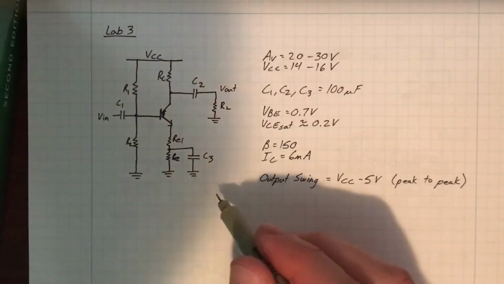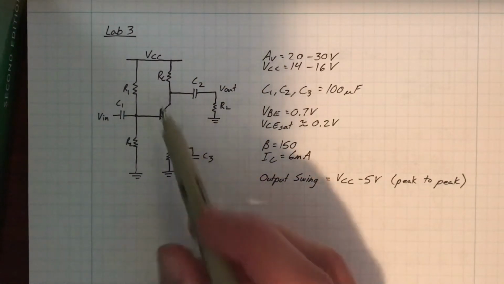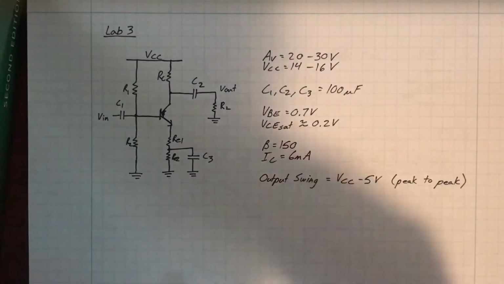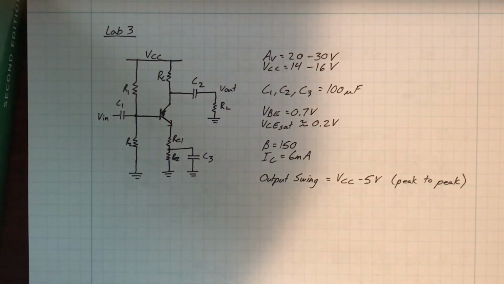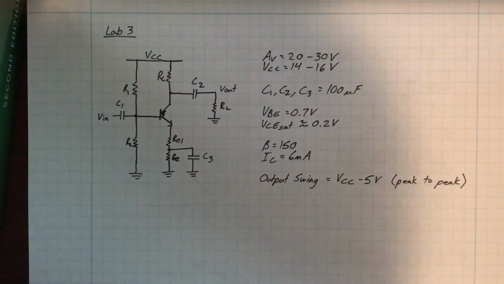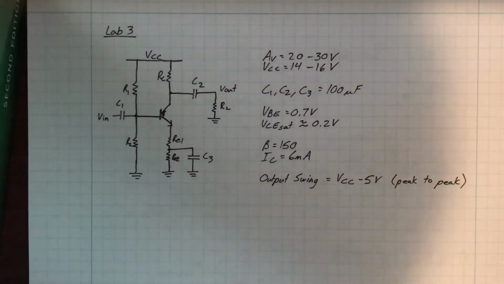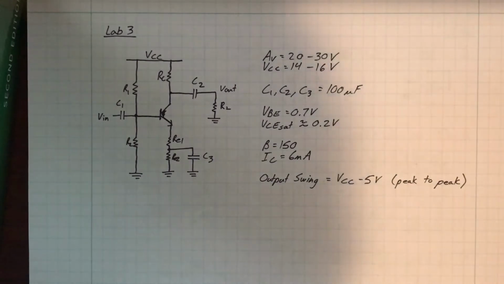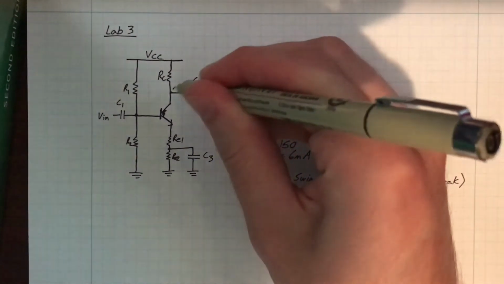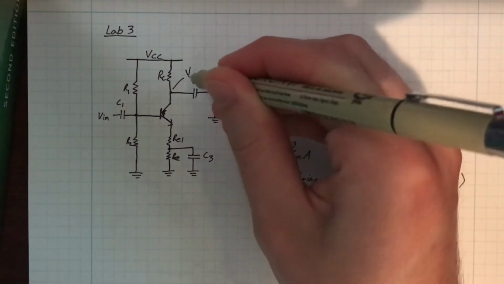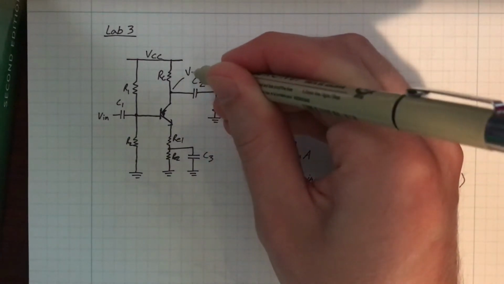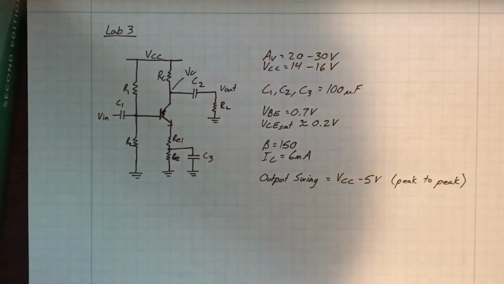So let's think about this. The output swing, that means you have to swing high and low a certain amount. If 10 volts peak to peak, then you have to be able to swing high 5 volts and low minus 5 volts around the DC operating point. But the resistor is basically there just to choose the DC operating point of that node, which we'll call VC, the collector voltage.